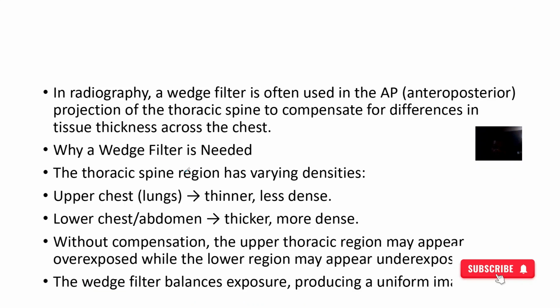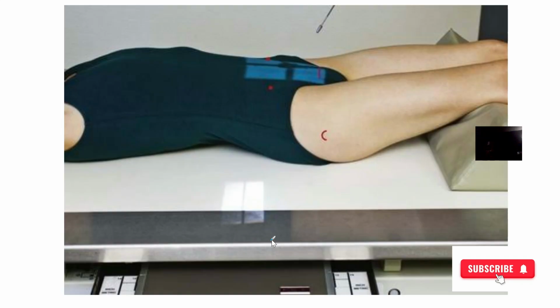The thoracic spine region has varying density. The upper chest is thinner, while the lower chest, going towards the abdomen, because you have a lot of organs there, is much thicker. If you don't compensate, the upper region will be overexposed, while the lower region will be underexposed. So the wedge filter balances the exposures. The amount of light reaching all the sides is the same.